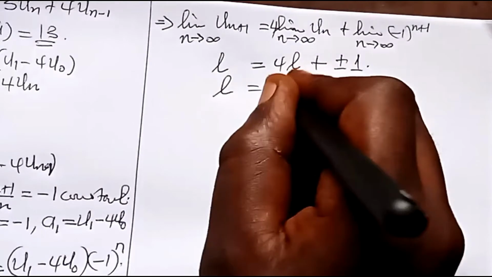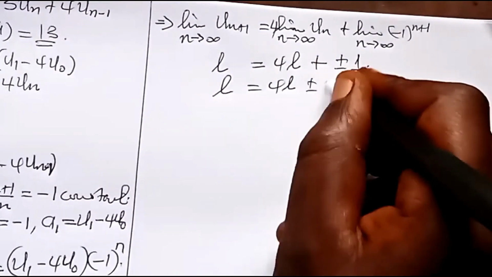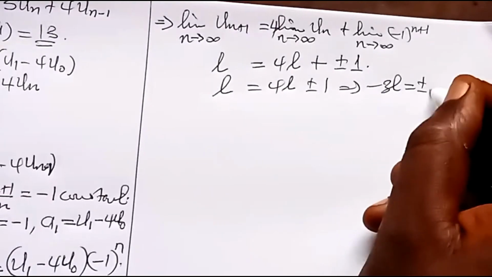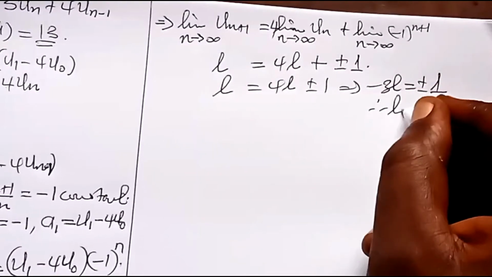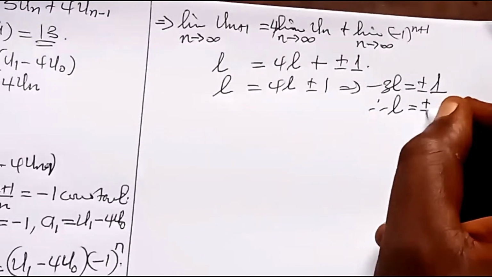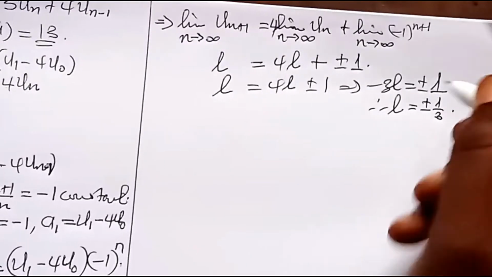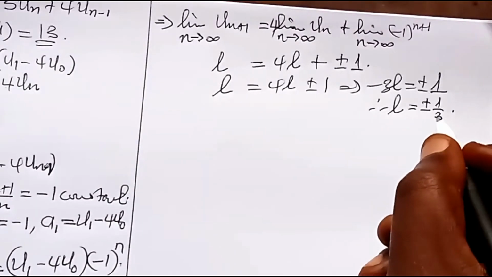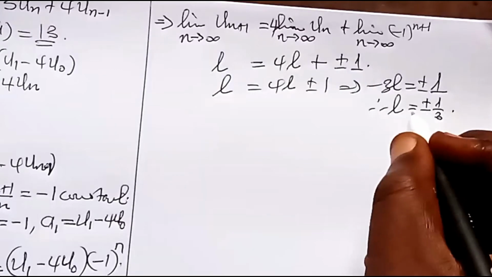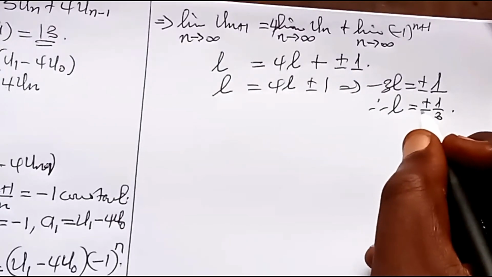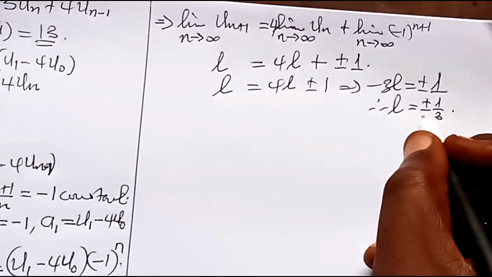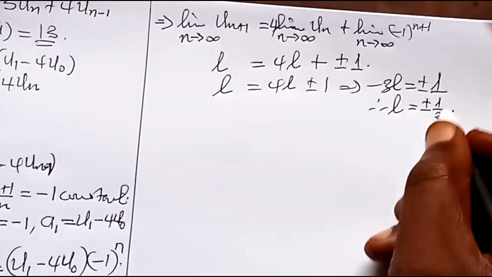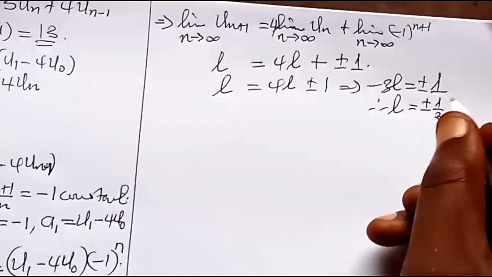and so L would be equal to 4L plus or minus 1, which implies that negative 3L equals plus or minus 1, and therefore L equals plus or minus 1 over 3. This limit is not unique. If it were unique, it should give one and only one value. So once it's not unique, it will give two values or more values, or infinity or negative infinity. Any of those situations lead to divergence.